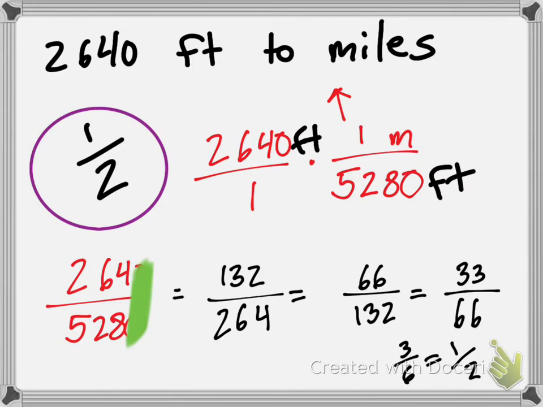And I want to find out feet here. So what I can do is I can solve. I don't know their greatest common factor. I know they both ended in a 0, so I got rid of my zeros. And then I just started dividing by 2s until I couldn't. And then I found out my answer is 1/2.